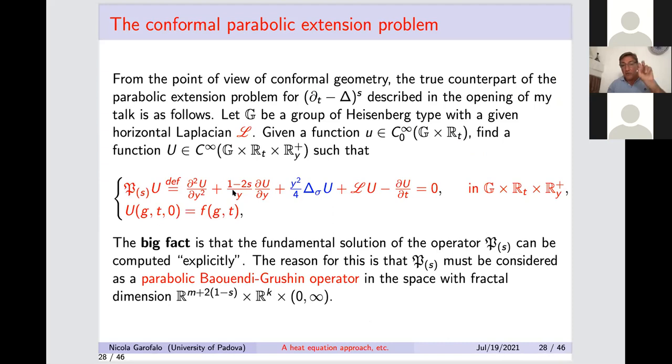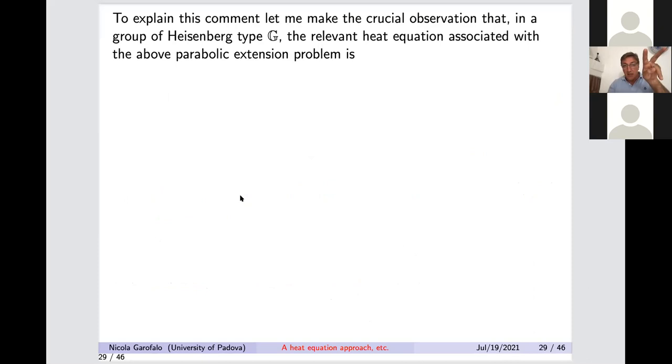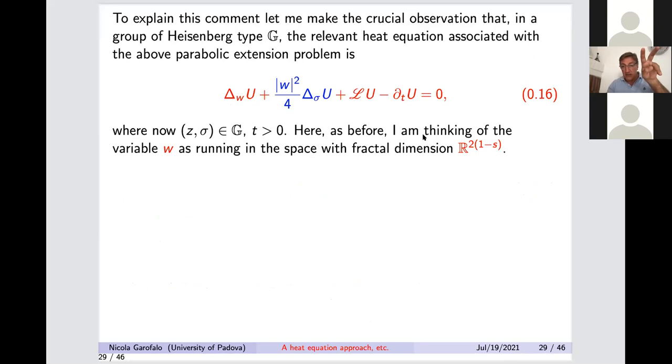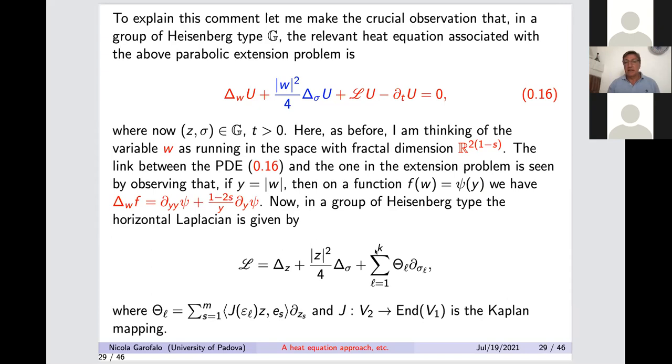So if you keep that in mind, you see that the extension operator becomes this in coordinate w. w is in the fractional Euclidean space R^{2(1-s)}. Then there is this blue term here. Then there is the horizontal Laplacian, and then there is minus D_t of u. When you look at this thing, you say, well, let me look at the maximum principle or symmetry considerations: the fundamental solution must be spherically symmetric with respect to the variable z, okay?